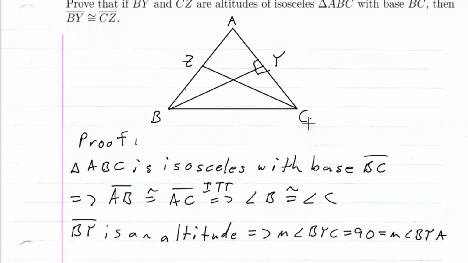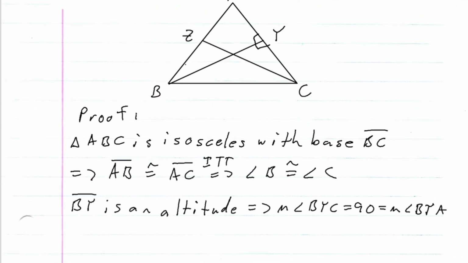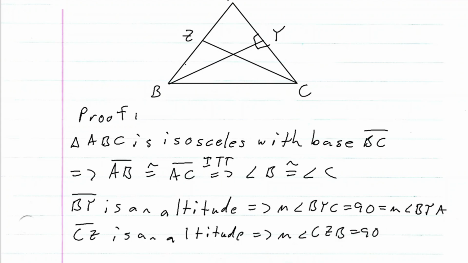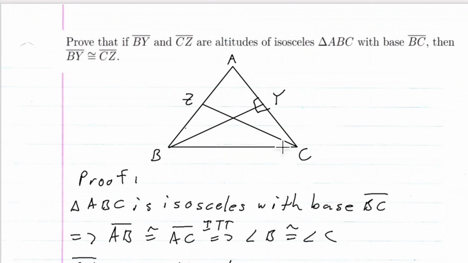We also know, since CZ is an altitude, so CZ is an altitude, implies that the measure of angle CZB is equal to 90, which is equal to the measure of angle CZA. So we know that CZB is 90 and CZA is 90. So we know both of those are 90.